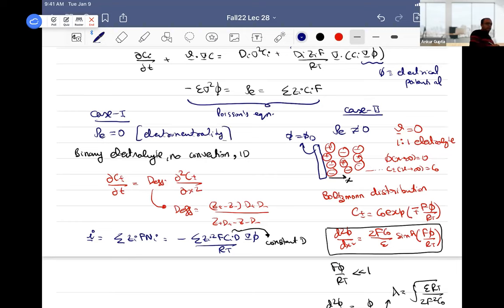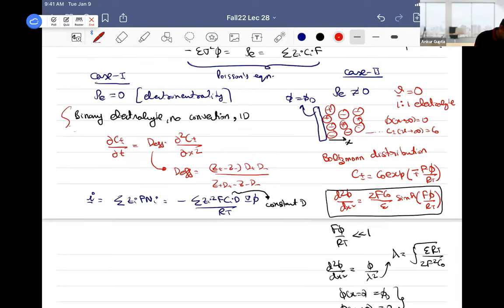Electroneutrality. For a binary electrolyte, that is Z plus, Z minus, D plus, D minus, no convection, 1D, we calculate how the two ions want to stay together, and they develop this ambipolar diffusivity, an effective diffusivity, which takes care of all the effects together. So this is what happens for the two ions. We also mentioned that if the diffusivities are constant and the system is electroneutral, then we can calculate the current, which looks like a resistive system, where this is the conductivity kappa.